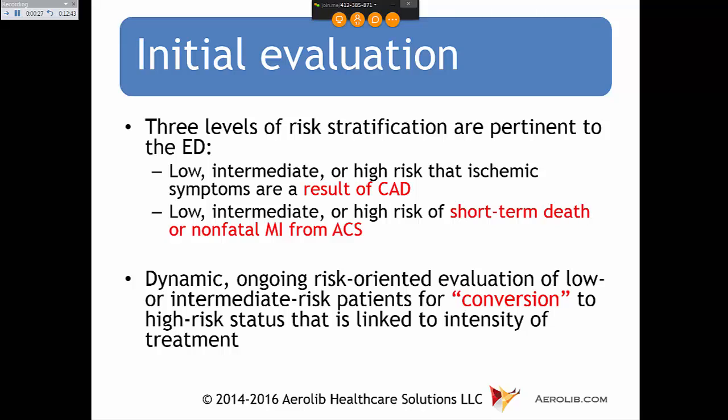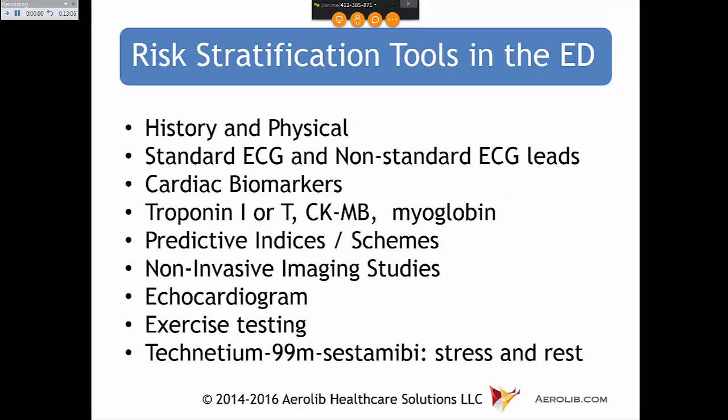Now, the initial evaluation is a dynamic, ongoing, risk-oriented evaluation of these low-risk patients, and what you're looking for is, will they convert to a high-risk status? That's the function of the emergency room. Once they've done that, what we'd like to do is decide who they pass the baton to, whether it's the hospitalist or the cardiologist.